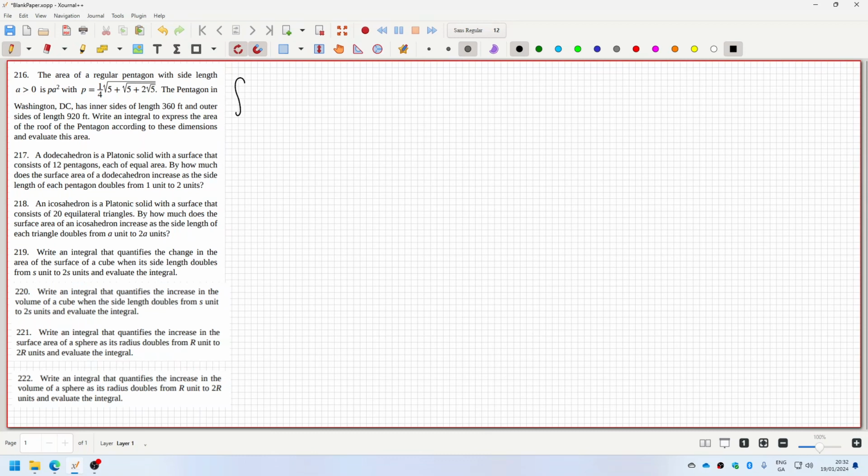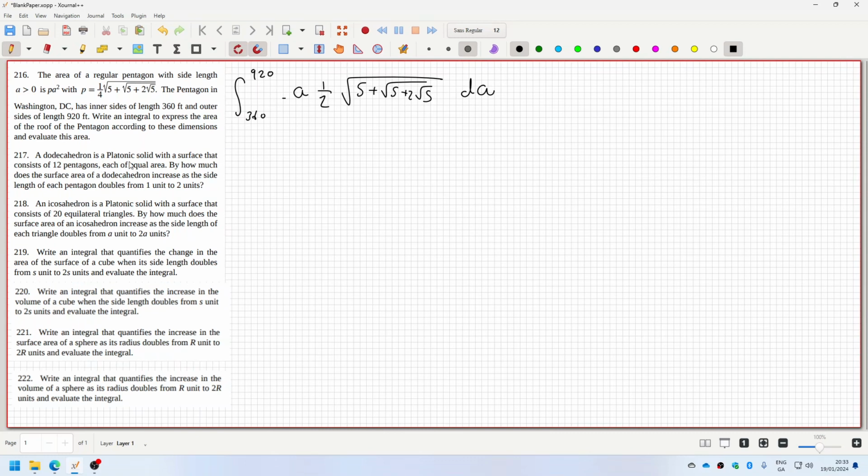Okay, so that would be the integration from 360 to 920 times the derivative of PA squared, where P is a constant. So the derivative is 2AP. So that's 2AP dA. If you want, you can cancel that with that. So I could go with that, I think.